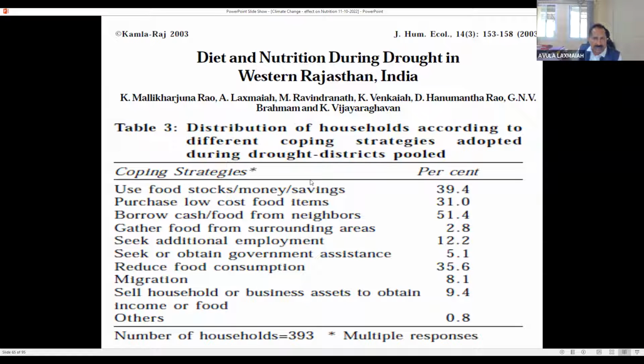And in this, the coping strategies. What coping strategies did they adopt? Use of food stocks, money and savings, 39%; purchase of low cost food items during drought, 31%; borrow cash and food from neighbors, 51%; gather food from surrounding areas, seek additional employment, seek or obtain government assistance, and reduce food consumption. This is a very pathetic situation, because these people are already consuming less, and during drought they further reduced their intake levels. They skip meals sometimes. So these are the coping strategies they adopted during drought.